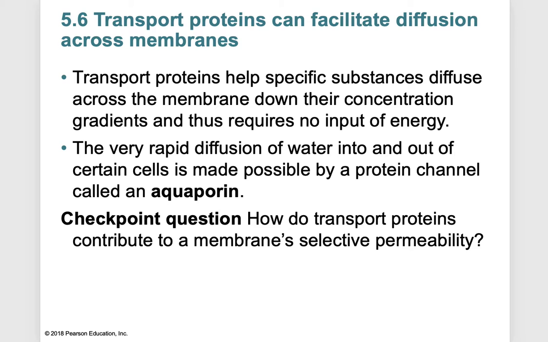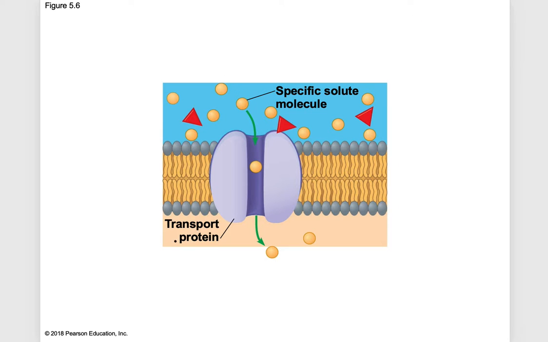Transport proteins help specific substances get across the cell membrane. The way that water gets through is something called an aquaporin, and this is a water channel. Remember, aqua means water, and think of a pore, kind of like a hole. So these are specific for water. And here's a picture.